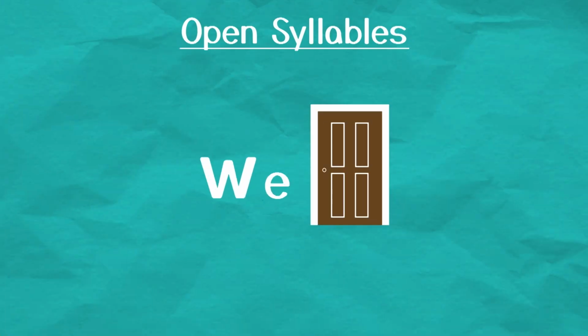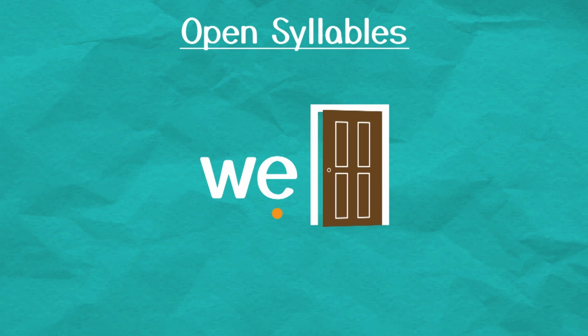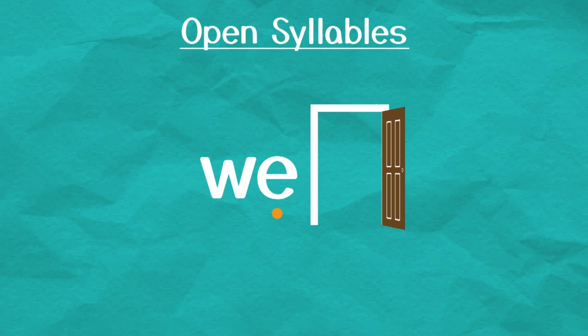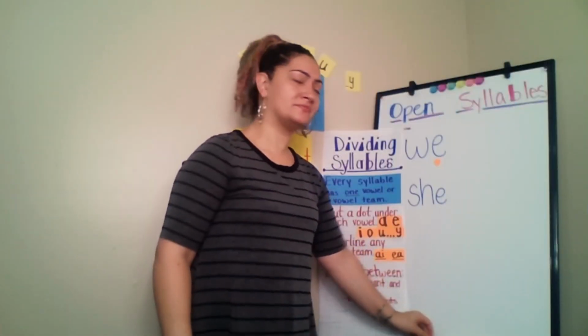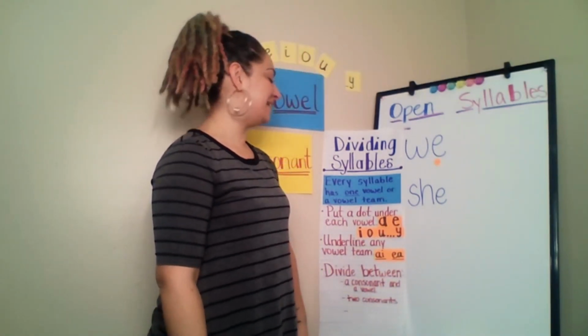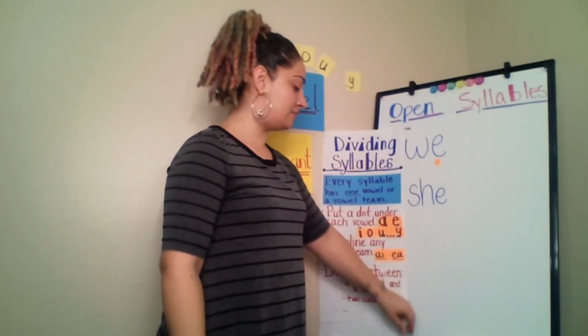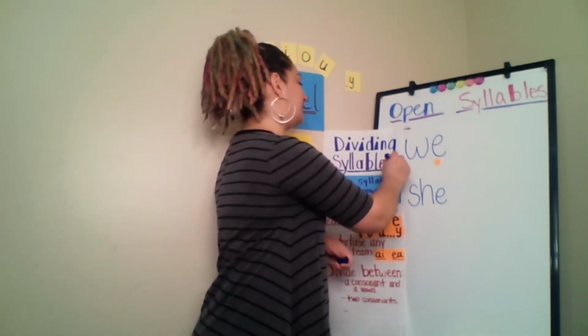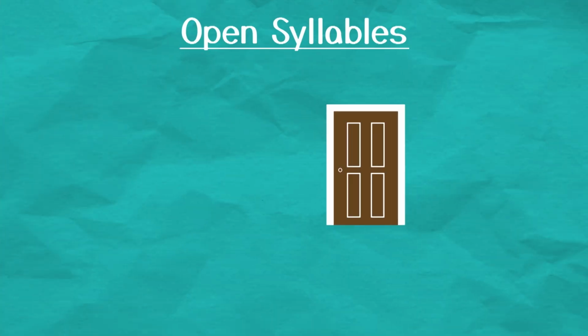This word has one vowel, so I'm going to put one dot under the vowel. I notice that this vowel does not have a consonant that follows it, making that an open syllable. Do you see my open door? The door lets us know that there's nothing blocking the doorway. And that vowel is going to say its long sound. Do you know what the long E sound is? E, you're right. So our word would be E. What word? We. Nice work. Here's another word.